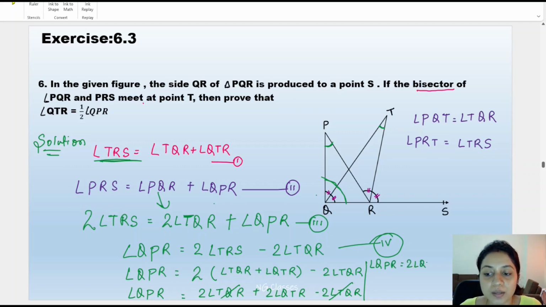And from here we can write angle QPR is equals to twice of angle QTR. And if we will shift 2, which is sitting on the right hand side, in multiplication with angle QTR, on the left hand side we will get 1 by 2 QPR is equals to angle QTR, right? And that's what we have to prove. So hence we are done with our proof.